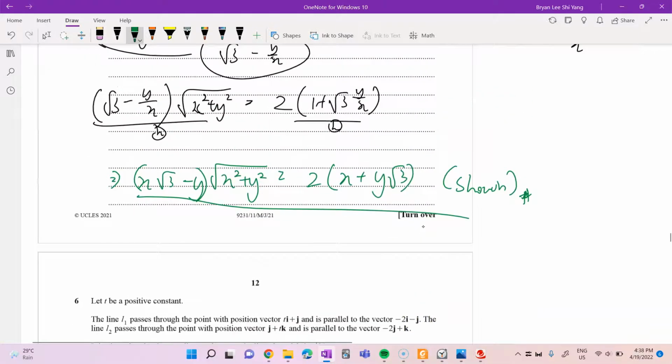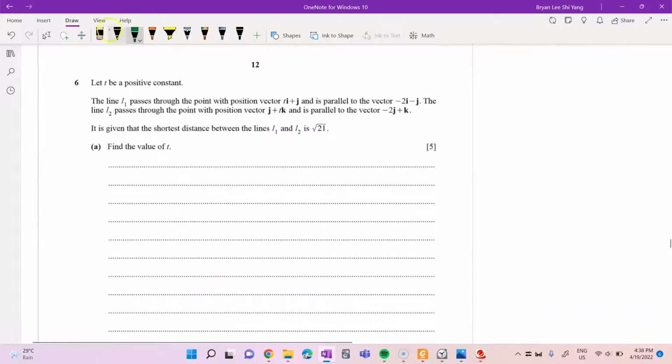A-level further math. So for question 6 here, we have vectors. This is one section that you can easily slip, in the sense that if you make one wrong calculation mistake, your whole question is just gone basically. So let t be a positive constant.